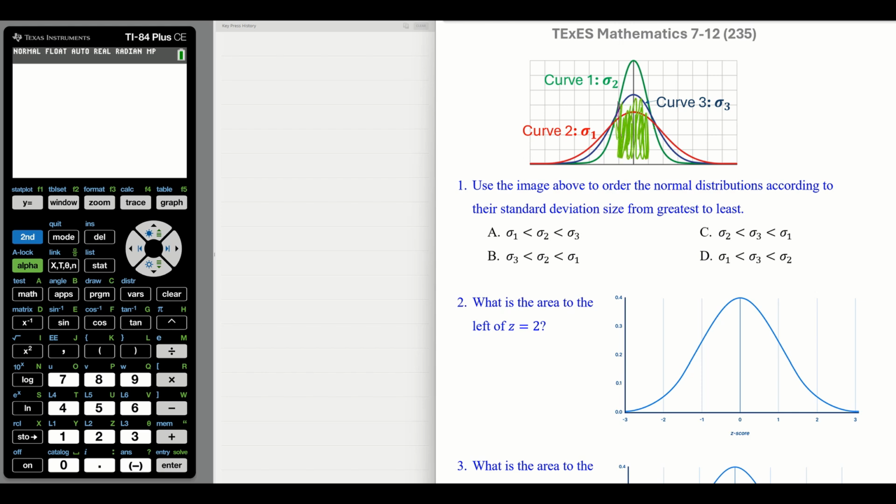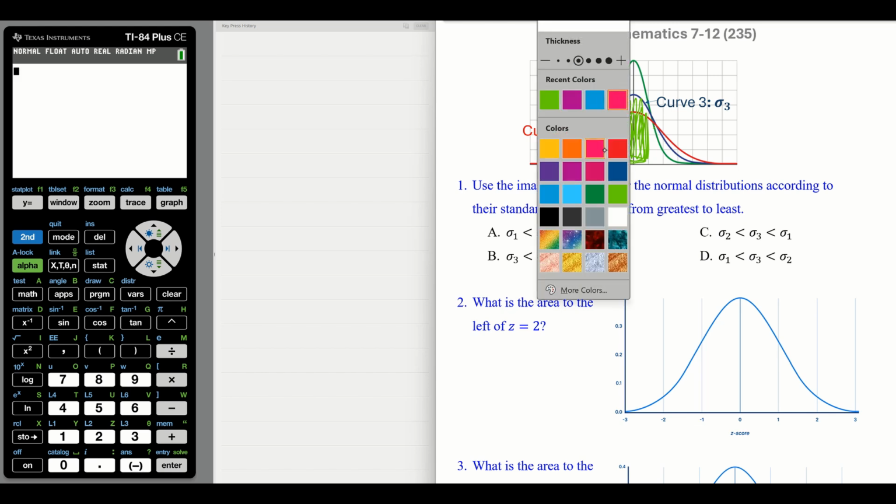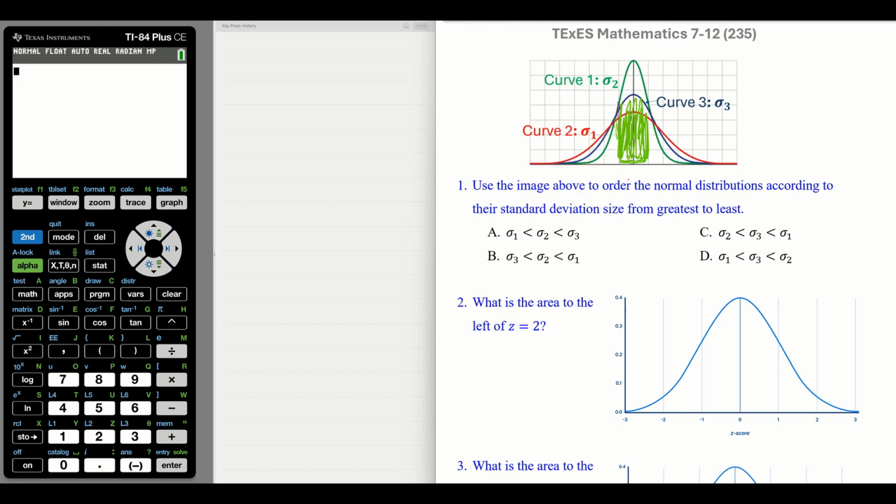Now just use that idea to look at how the curves flatten or narrow. So the narrowest standard deviation would be the green. And then the next one would be our blue. The red would be the largest. So see how it flattens out?